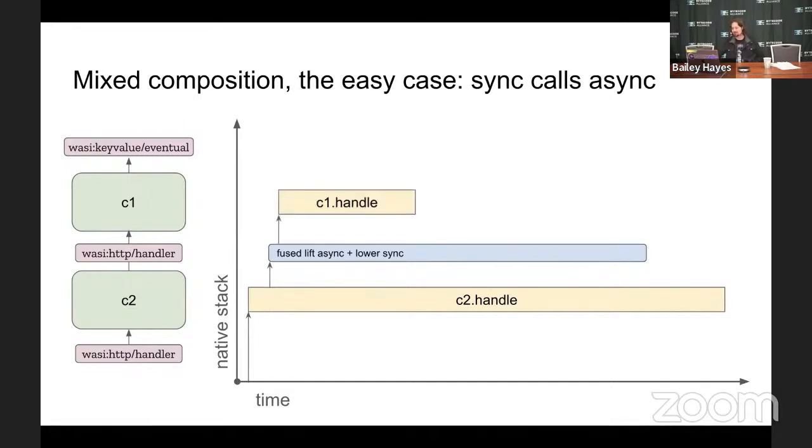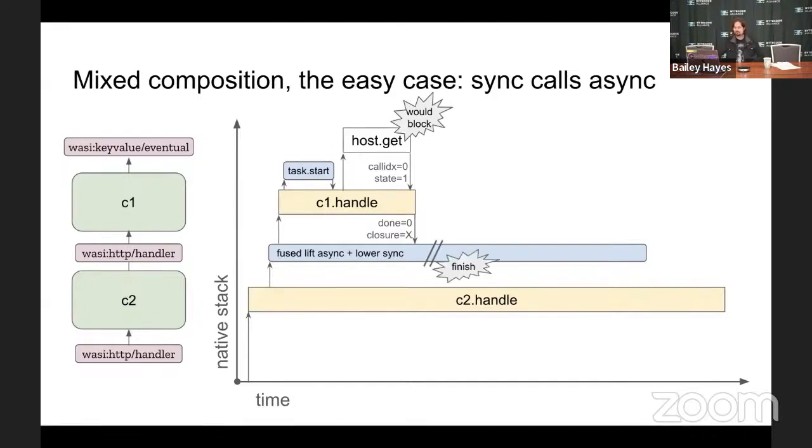So I'm going to call C1's handle function. It's going to start the task. It's going to call the get. It would block. So it returns to C1 just like before, which returns, okay, I'm not done. Here's my closure. But because this adapter knows C2 is a synchronous caller, it's going to say, well, I need to spin the event loop right here.